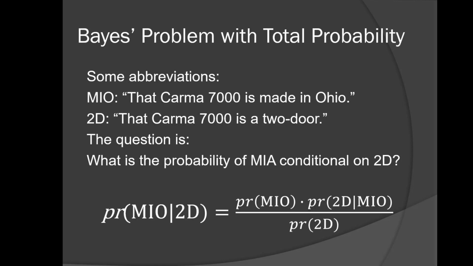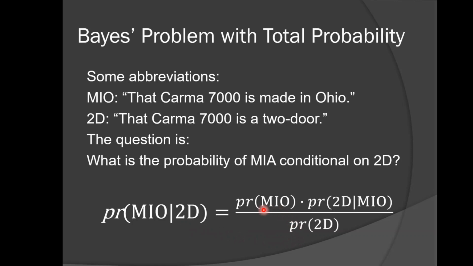So the question was, what's the probability that the car is made in Ohio conditional on its being a two-door car? If we look at the left-hand side of the equation, that is the conditional probability that we're after. It's the posterior probability of the hypothesis: the probability that a car is made in Ohio, given that it's a two-door car. Once we have the hypothesis and evidence correctly stated on the left-hand side of the equation, it's simply a matter of copying them into the right places on the right-hand side.